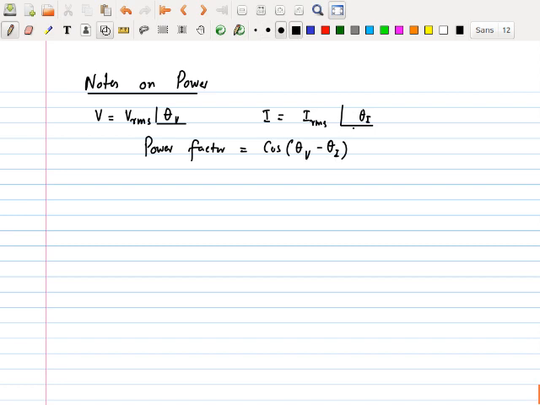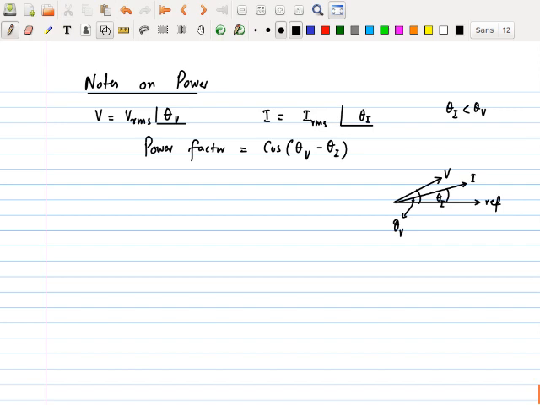Now, if I ask you to draw the phasor diagram, this is your reference. This is what? Vrms with an angle of theta V. So there you are. V with an angle of theta V. Then I is Irms with an angle of theta I. So let's say that's where you had I. That is your theta I. So we will take your theta I to be smaller than theta V. Now, immediately from this equation you see what? The power factor is the cosine of the angle difference between V and I.